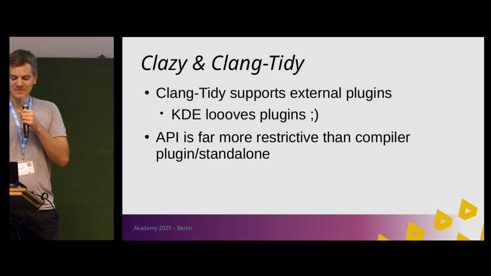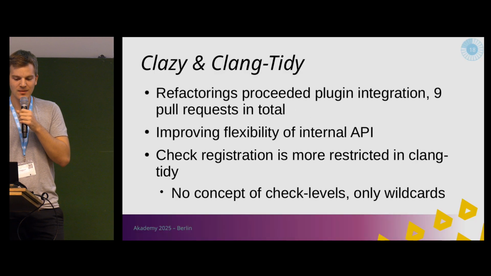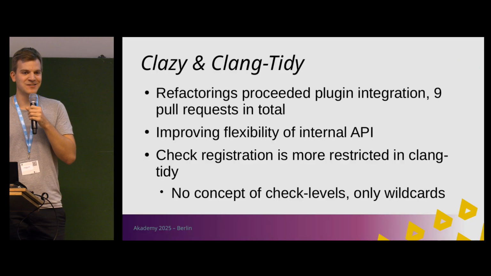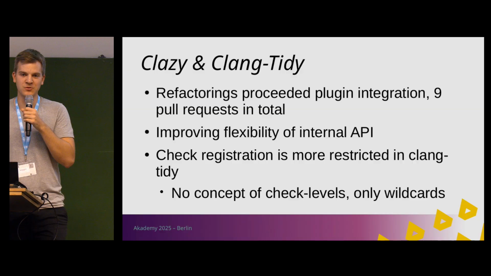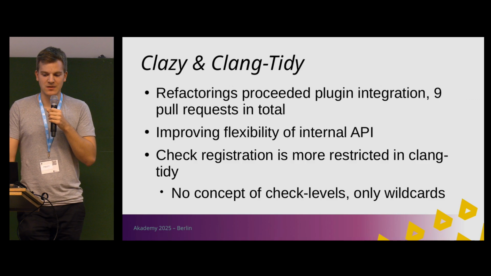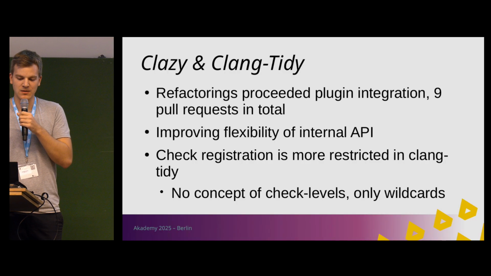But it was a bit tricky because the API is far more restrictive than for the compiler version or the standalone one. So I did a lot of refactorings, like 9 pull requests in total to allow people to actually properly review it, greatly improving the flexibility of the internal API, and then did the integration of the plugin. But the check registration and how we configure this is still a bit different. We don't have the concept of check levels, but we can use wildcards to allow multiple checks without listing all of them explicitly.